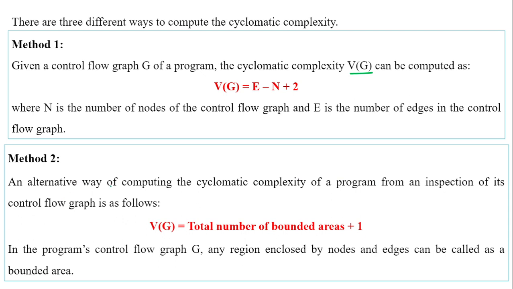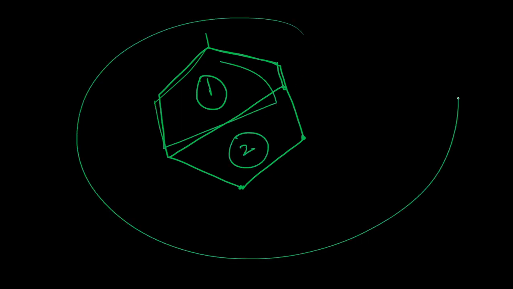Second, an alternative way of finding cyclomatic complexity is from the total number of bounded areas. Bounded area means region. If I talk about bounded areas, suppose I have a graph like this, and then from here I go like this, then I come here, and then I go to this one, and from here I go like this, and then like this one. So this is one bounded region, meaning a closed region. This is another closed region, and then the outer region is for plus 1.